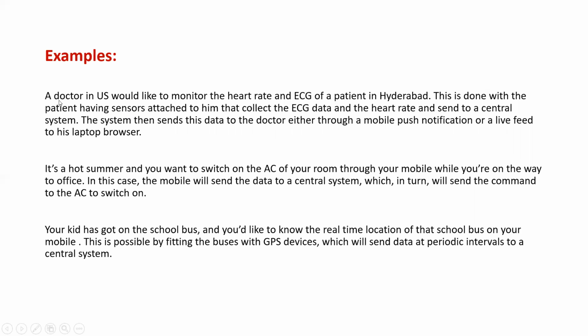You can look at the purpose of the Internet of Things. Coming to a second example, this is very suitable for a hot summer. Say it's a hot summer and you want to switch on the AC of your room through your mobile while you are on the way to the office. You switch on your AC and rush to your office and forget to switch off the AC. How will you operate it with your mobile? In this case, the mobile will send the data to the central system, which in turn will send the command to the AC to switch on or switch off. So this is how it works.